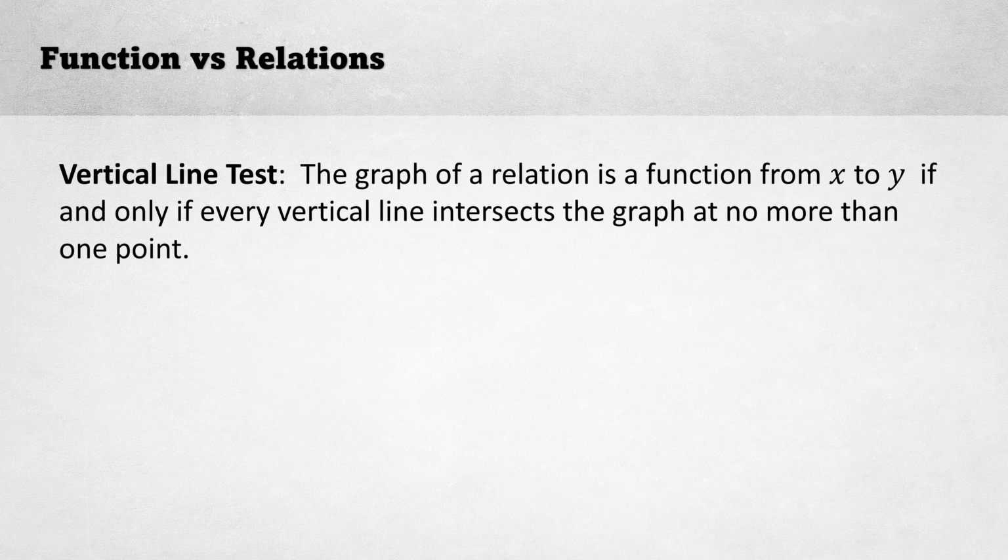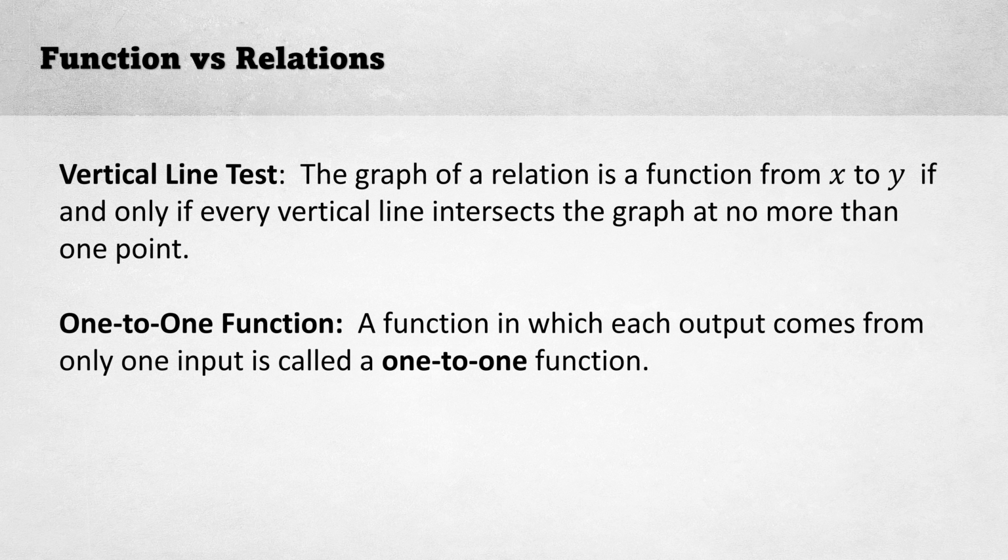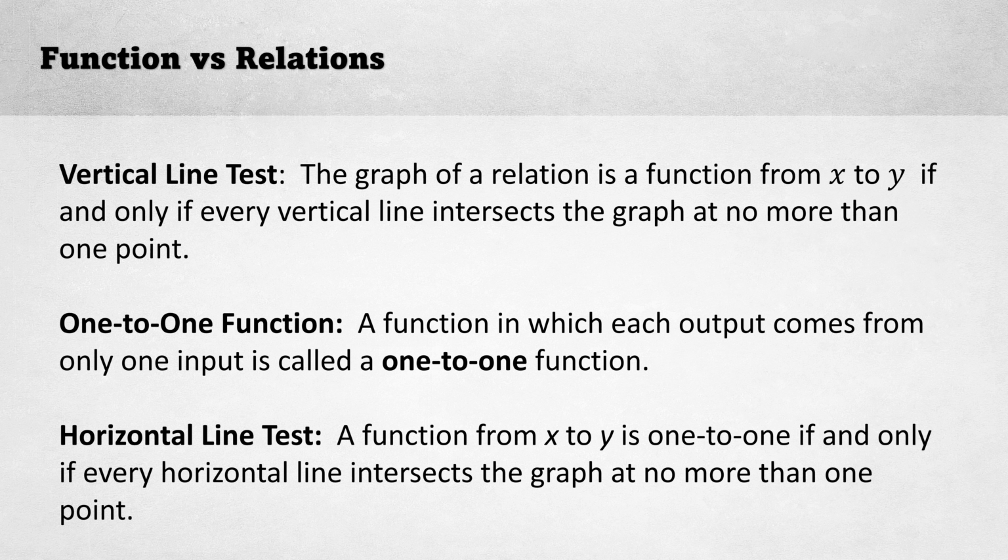Vertical line test passes if every vertical line drawn intersects the graph at most once. And if the vertical line test passes, the graph represents a function. A function is one-to-one if each output comes from only one unique input. And horizontal line test passes if every horizontal line drawn intersects the graph at most once. And if the graph of a function passes the horizontal line test, then the graph represents a one-to-one function.